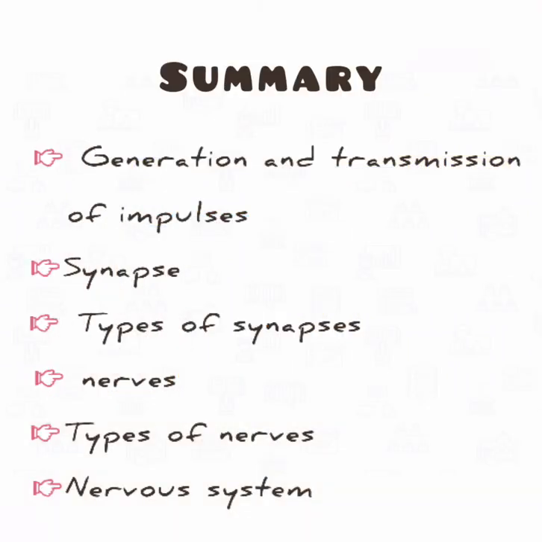In this class, we discussed the topics generation and transmission of impulses, synapse, types of synapses, nerves, types of nerves, and the nervous system.